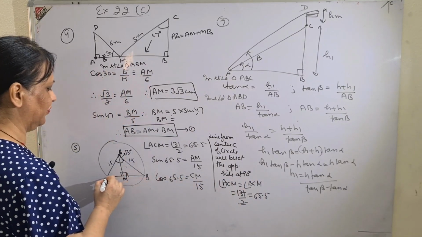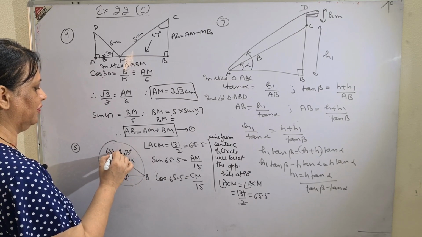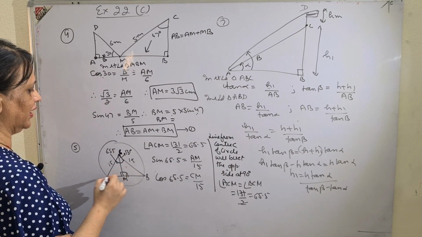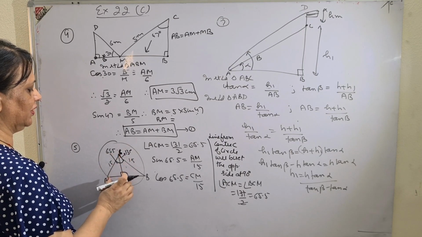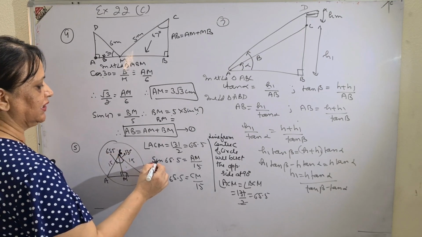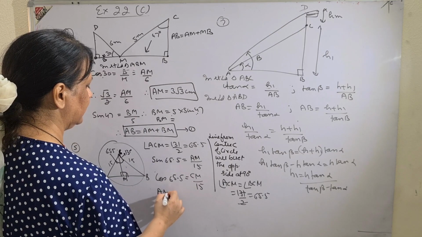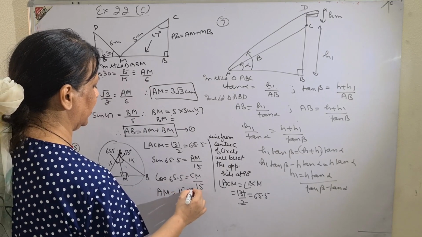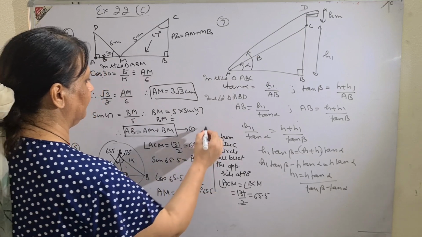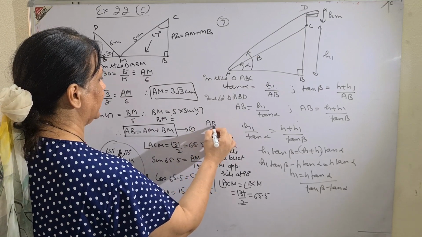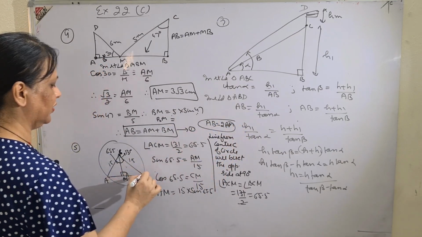First, I have to find the length AB. Now angle ACM is 65.5. So in right angle triangle AMC, sine of 65.5 is equal to AM upon AC, or AM is 15 into sine of 65.5, and you know that AB can be written as twice of AM. So this is your first answer, the length of the chord AB.